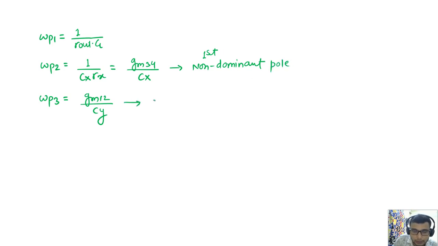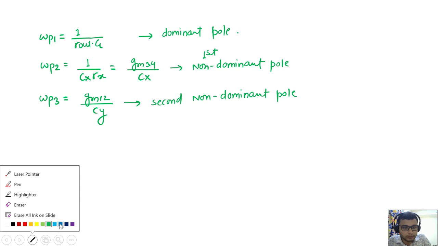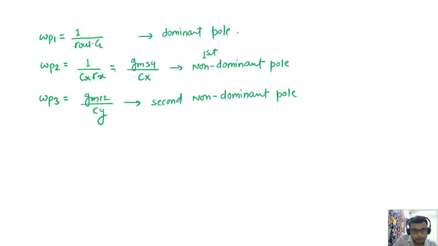This is called the second non-dominant pole, and this is our dominant pole. Okay, so with this we have seen the pole calculation. Now we will see the zero calculation. The zero calculation is a bit tricky, so for that we will follow a particular method.